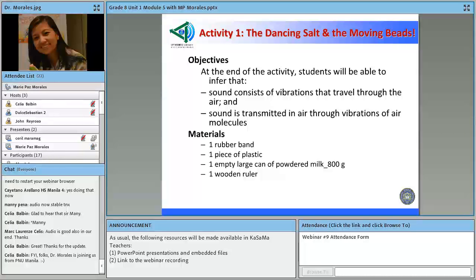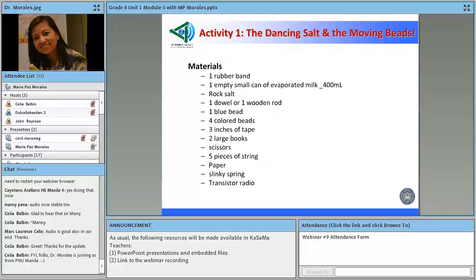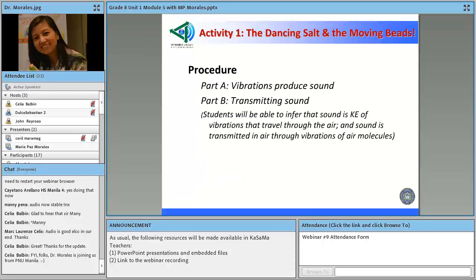sound consisting of vibrations that travel through air, and sound transmitted in air through vibrations of air molecules. So here you can see the different materials. There are a lot of materials, but they are easily available. And there are 2 parts of the procedure. Part A is all about the vibration produced by sound, and part B is transmitting sound.